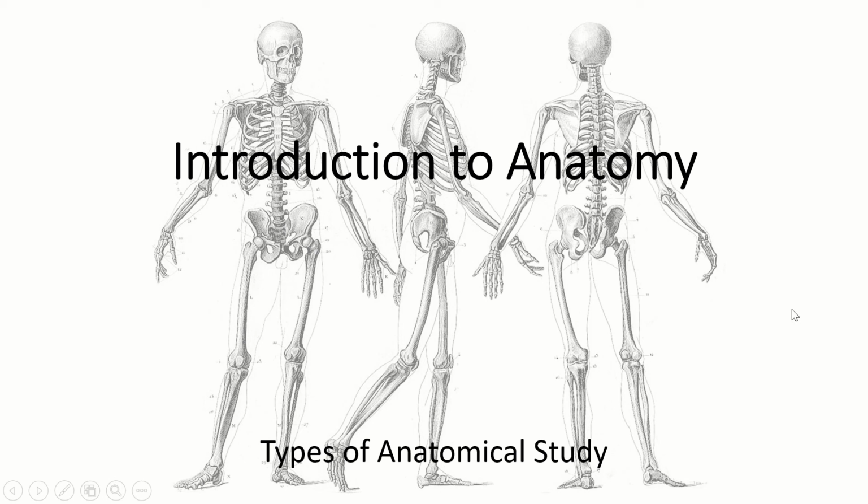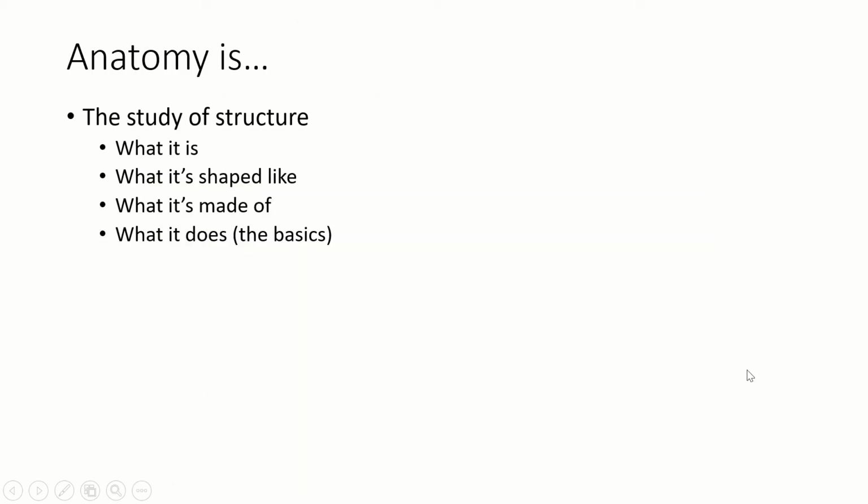Today we're going to start our study of human anatomy with some introduction to anatomy, and then we're going to talk about the different ways that we can study anatomy. So first of all, anatomy is the study of structures. And every time we talk about a structure, we're going to talk about what that thing is, what it's shaped like, what it's made of, and the real basics of what it does. When we get more detail into what it does, that is physiology.